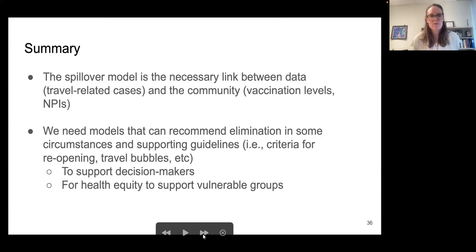We need to come up with criteria for reopening and travel bubbles. And I think this is necessary to support decision makers. I think it's also important from the perspective of health equity, because one of the variables that tips in favor of recommending elimination is if the population has a lot of vulnerable groups. And so I think this is a way that modelers can contribute to support public health in the future.